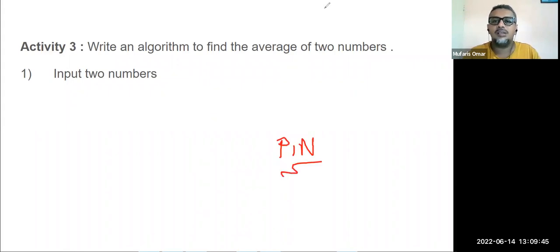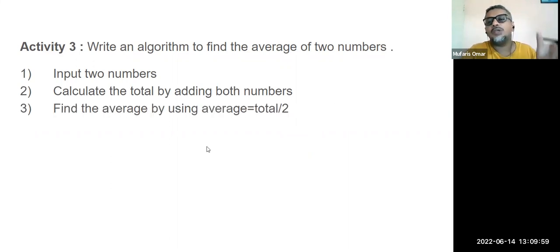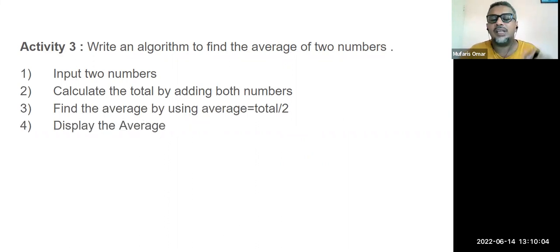So input two numbers. We already did this. Then you calculate the total by adding both numbers. Here, look at this one. We are not saying the process, that's the only difference. Finally, find the average. You have to divide it by 2. So now you will end up with the average, so you display the average.